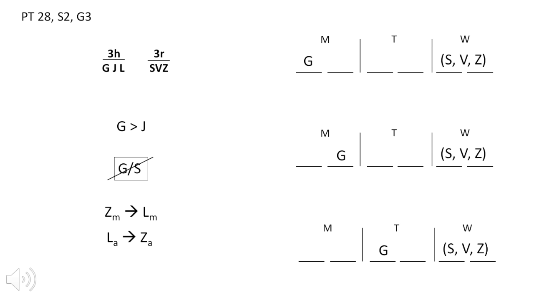If G is in the Monday morning slot, what do we know to be true? Well, J can fall anywhere in the next 3 spots, so that's common sense, so I don't bother noting it. But we also know that S must come sometime after Monday. In the second diagram, we know that J can't come before G, so it must occur sometime on Tuesday, although we don't know if it's in the morning or the afternoon. And again, we know that S must come sometime after Monday.